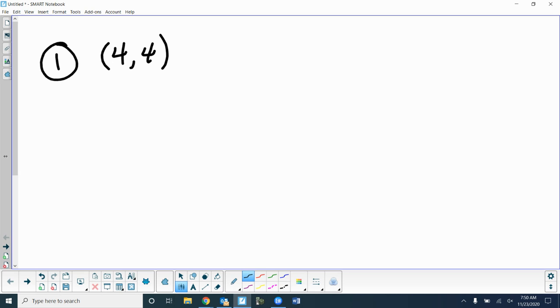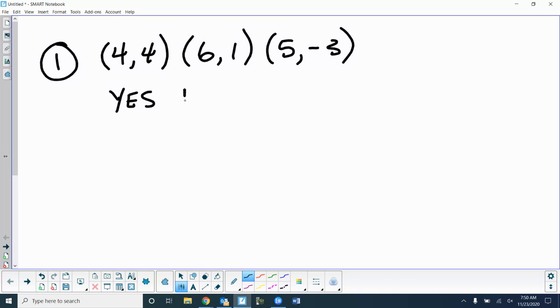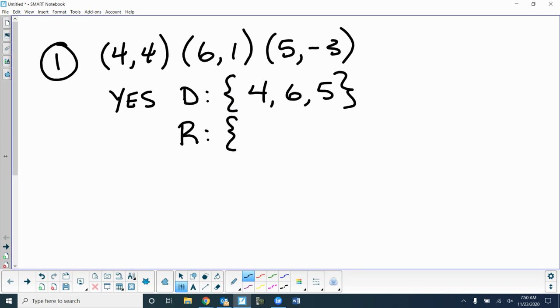So number one, we have this set of ordered pairs, this relation. Does every x have one and only one y? Yes. So it is a function. Then you're supposed to tell me the domain. So it's 4, 6, and 5, the x values, and then the range is 4, 1, and -3, the y values. So I need those three things on numbers 1 through 4.